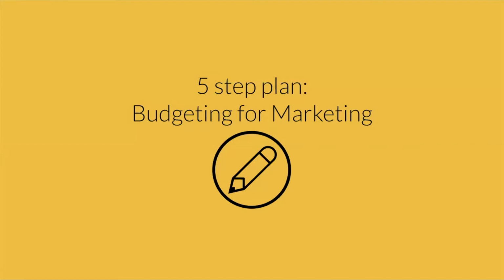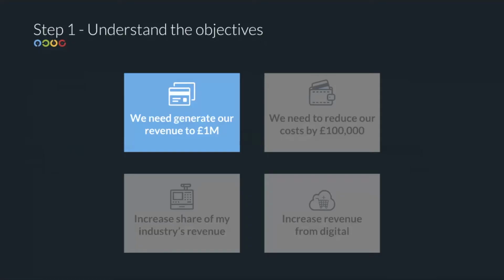Today we're going to look at our 5-step plan to creating your first budget. Step 1, understand the objectives. It's really important to understand what you're trying to achieve because the varying different objectives can impact the tactics and the activities and therefore the budget that we need to create to support that.